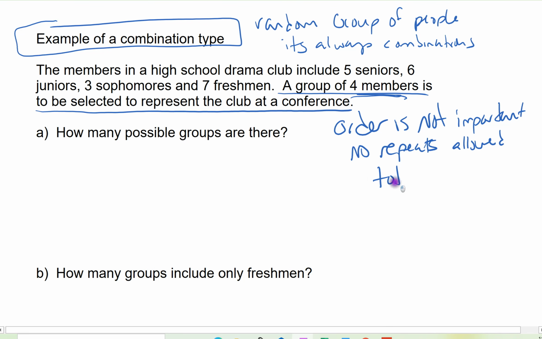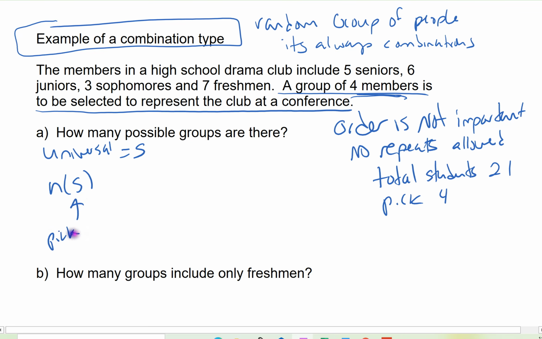Alright, so we'll figure out how many total people, total students. So I've got 5, 6, 3, 7, so 21 total students, and we want to pick 4. Alright, so how many groups are possible? Well, this is my universal set. Out of all of my students, how many ways can I pick 4 of them? Alright, so this would be the universal. My set S, so number in set S, which means I can pick anybody. Well, there were 21 people I could choose from, and I'm going to pick 4 of those 21. And so it's combination out of 21, I choose 4.